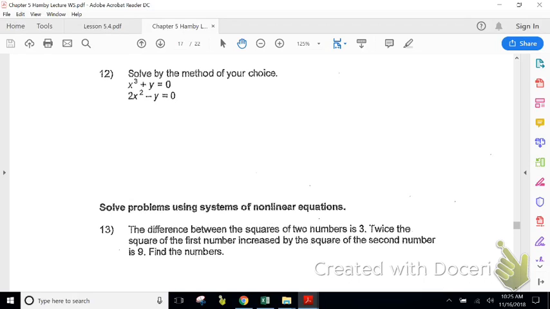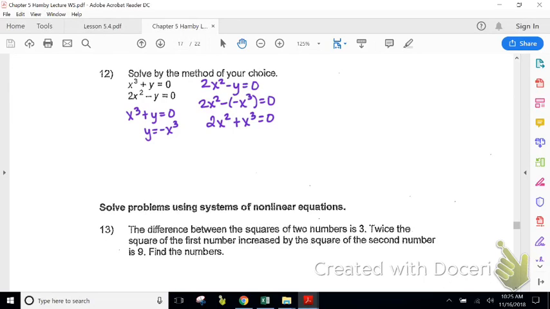All right, so solve by method of choice. So I heard somebody say substitution. That was you? I didn't think so, but it's okay. So I'm assuming you're going to want to use the first one to solve for y. All right, so x cubed plus y equals 0. So subtract the x cubed, so we know y equals negative x cubed, correct? So then we're going to substitute that into the second equation. So 2x squared plus x cubed equals 0.